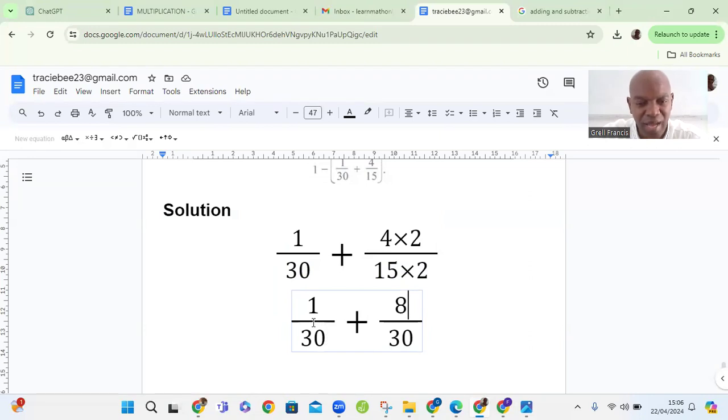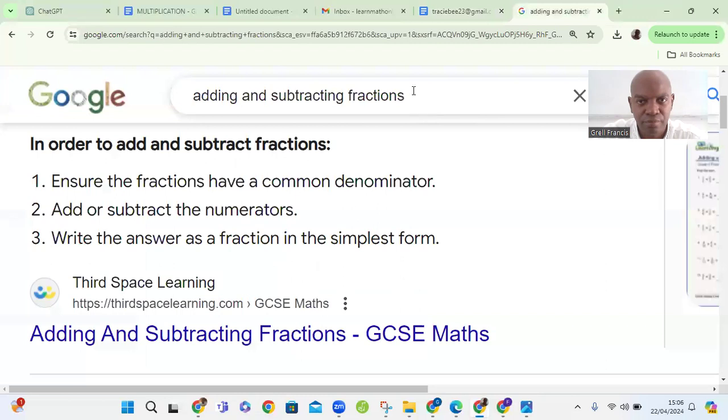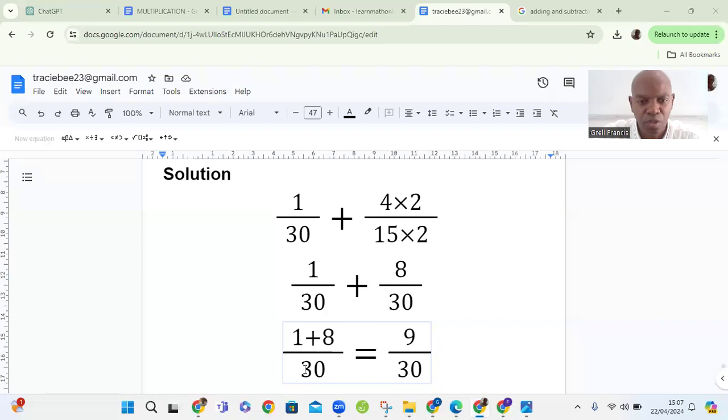So therefore we can simply add the 1 and the 8, maintaining the common denominator of 30. As it says, add or subtract the numerators, maintaining the common denominator. So 1 plus 8 will give us 9, 9/30. And this is our result of the two fractions in the bracket.